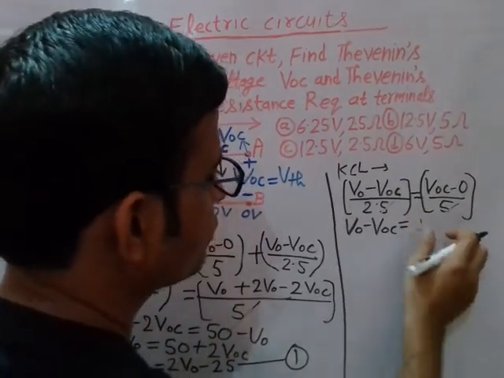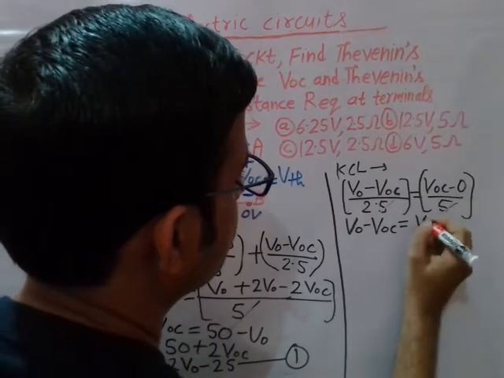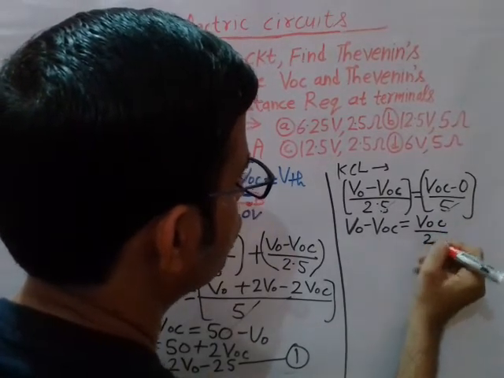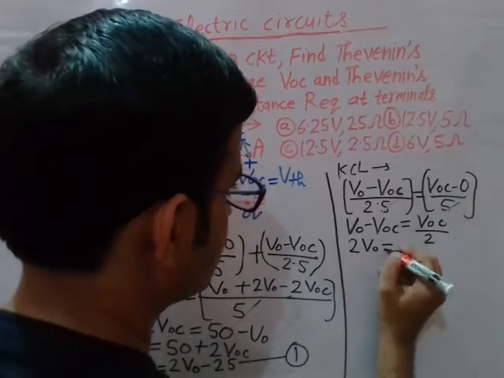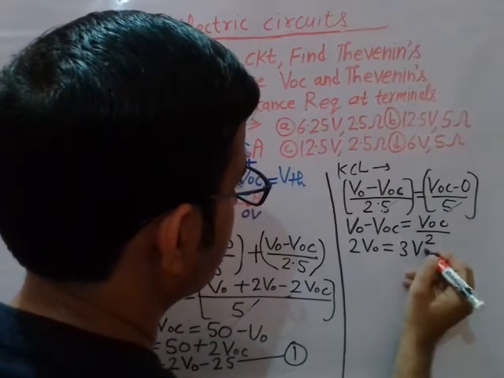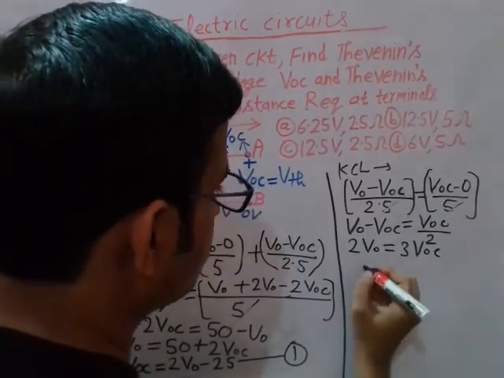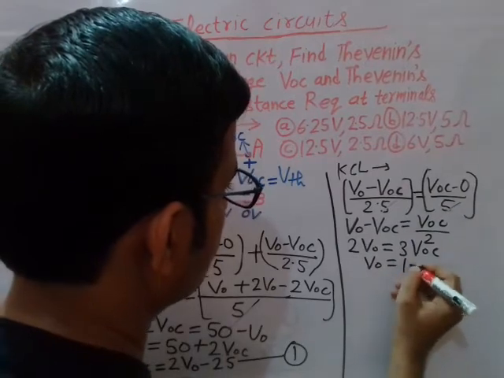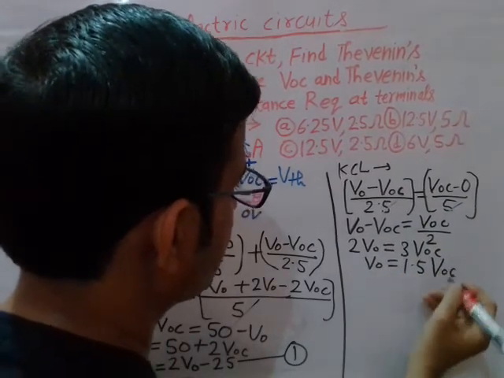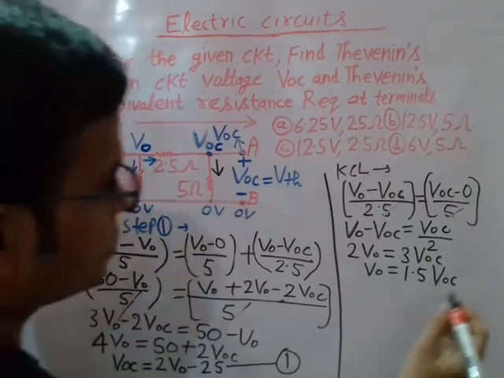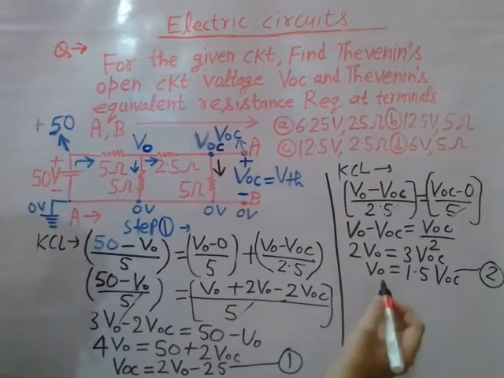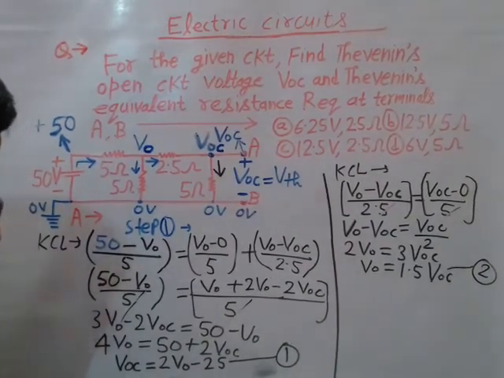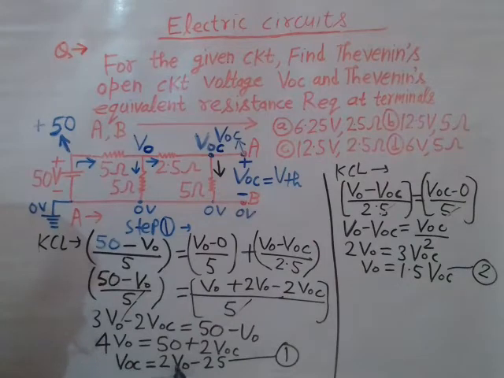This is VOC by 2, right? Or you can write 2 V naught is equal to 3 VOC, or you can write V naught is equal to 1.5 VOC, right? So suppose this is equation number 2. Now you can replace this V naught by 1.5 VOC. In place of V naught, put 1.5 VOC in equation number 1.